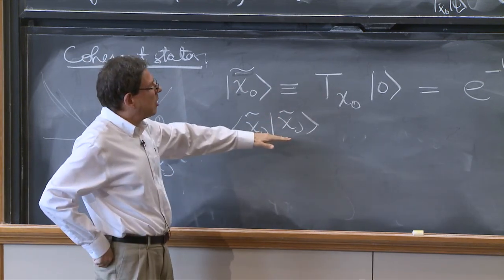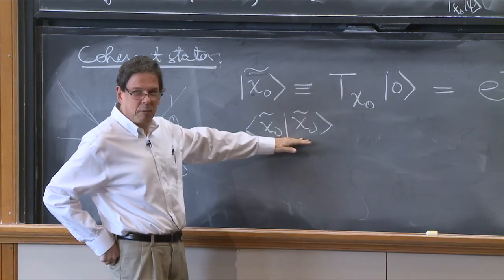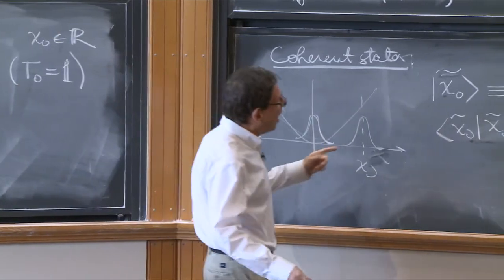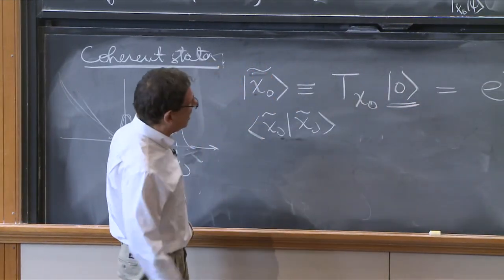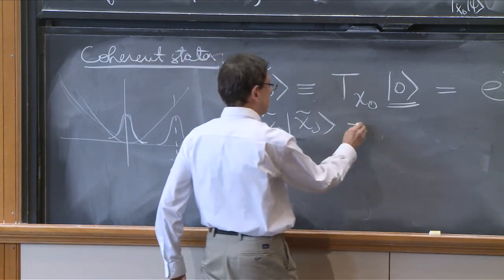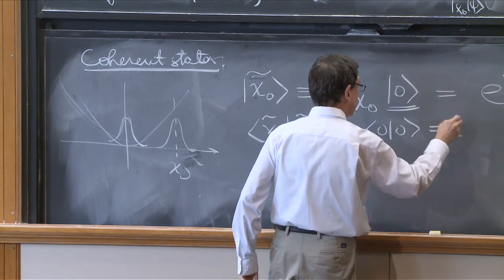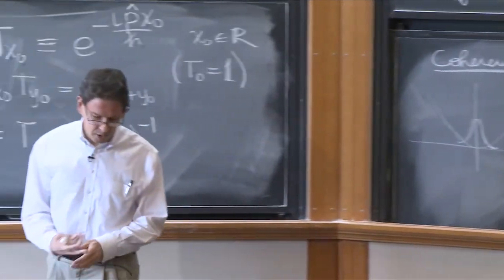Can you tell without doing any computation what is this number? How much should it be? Yes. It should be 1. Why? Because it's a unitary operator acting on this thing, so it preserves length, so this should be equal to <0|0>, and <0|0> should be 1. Very good. No need to do the computation. It's just 1.